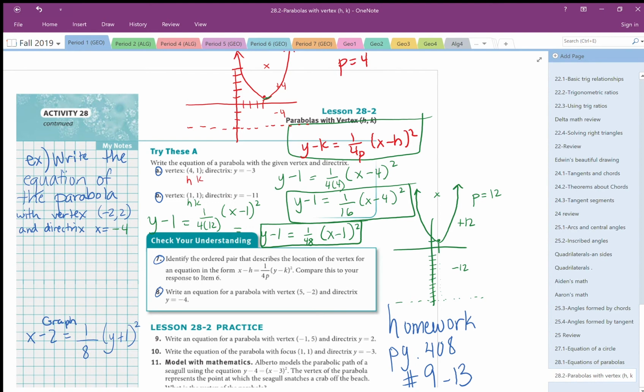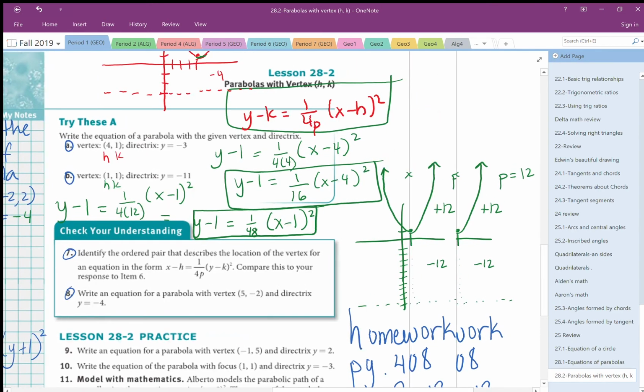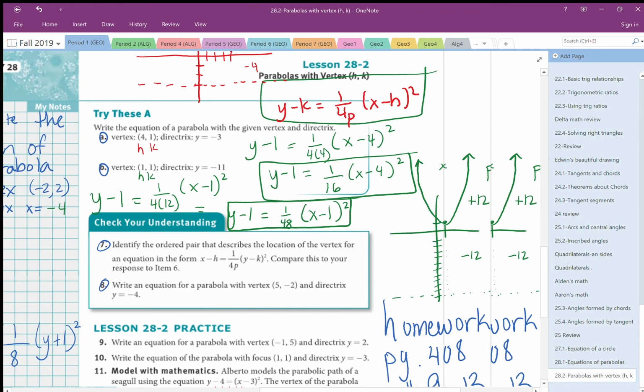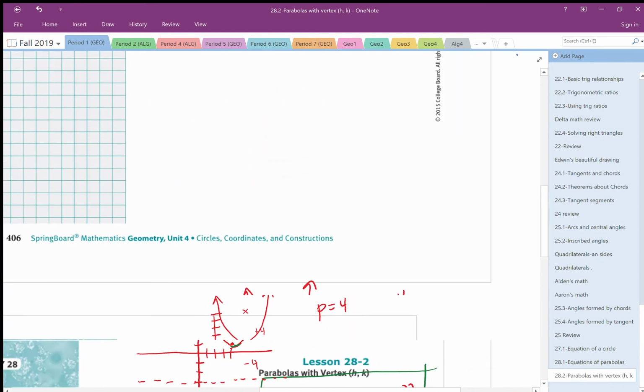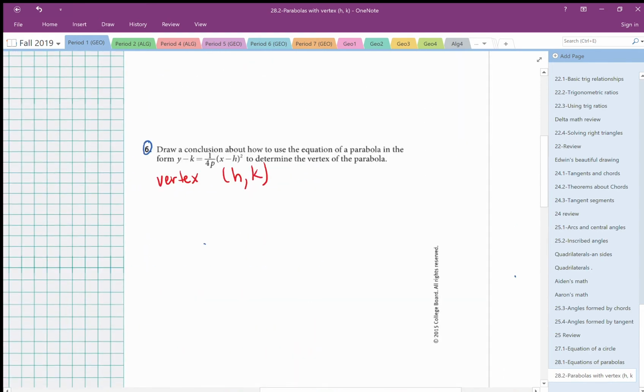examples. Number 7, identify the ordered pair that describes the location of the vertex for an equation in the form x minus h equals 1 over 4p times y minus k squared. Compare this to your response in item 6. Let's go back to item 6, see what they're talking about.